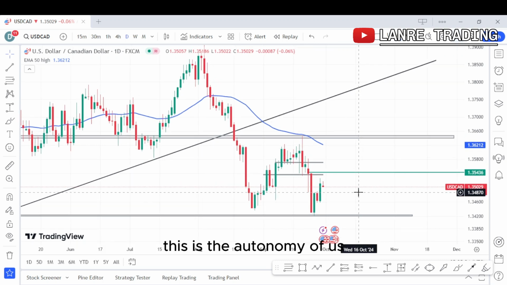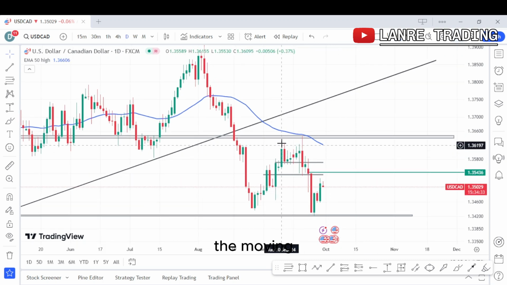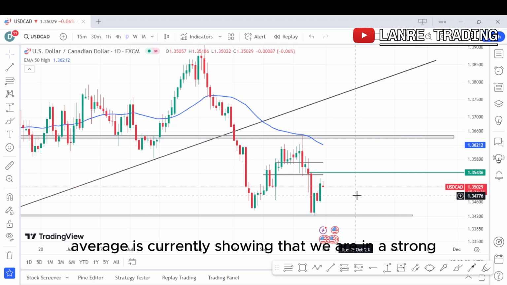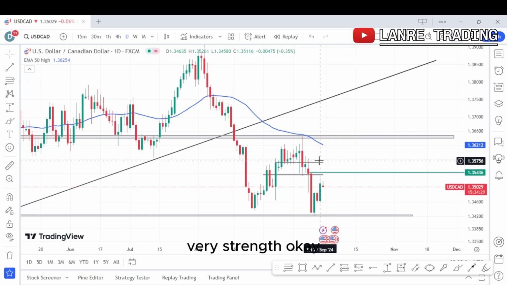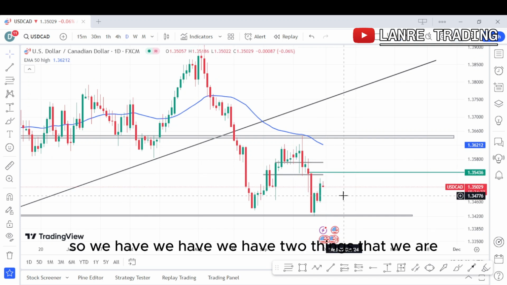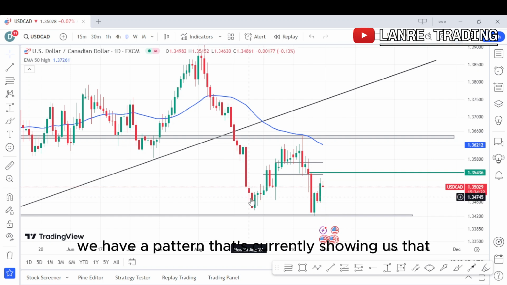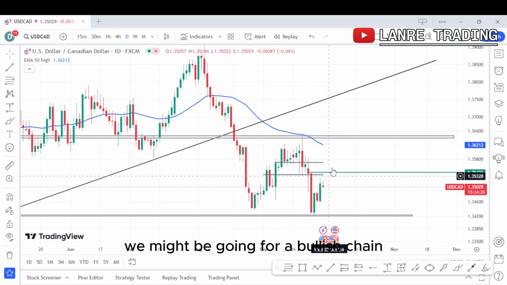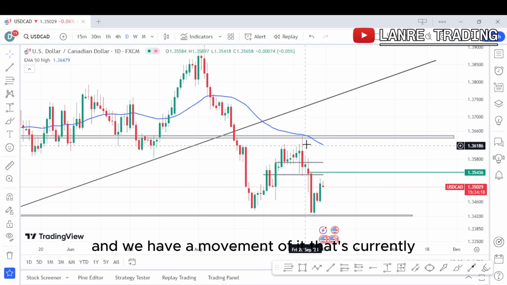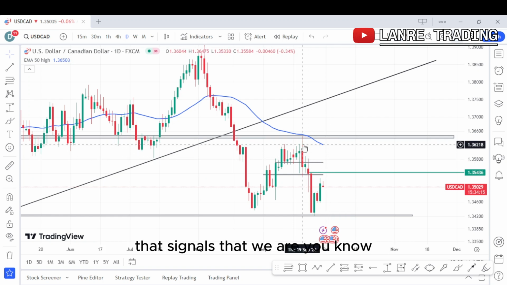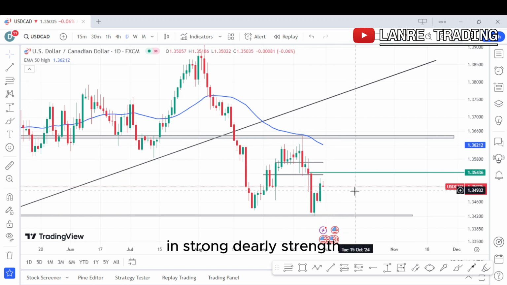Okay, this double bottom is a reversal pattern, and as you can see, the moving average is currently showing us that we are in a strong bearish trend. So we have two things that are currently contradicting each other. We have a pattern showing us that we might be going for a bullish trend, and we have a moving average that signals that we are in a strong bearish trend.